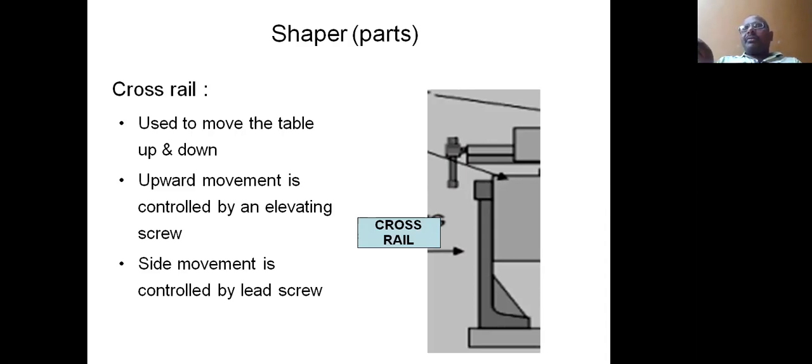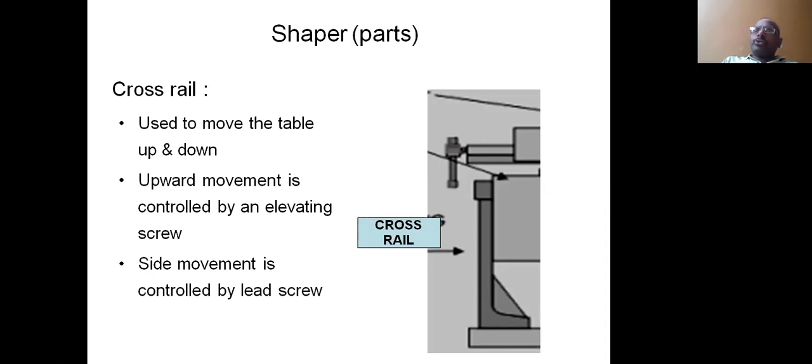In a similar way, the working table requires a horizontal motion also. In order to control the horizontal movement, the side movement is controlled by the lead screw. That is also a function of the cross rail. So not only the elevating screw, this particular cross rail also contains a lead screw. The movement of the lead screw causes horizontal movement of this particular working table. That means the cross rail is an element which carries two important screws: one is the elevating screw, another one is the lead screw.